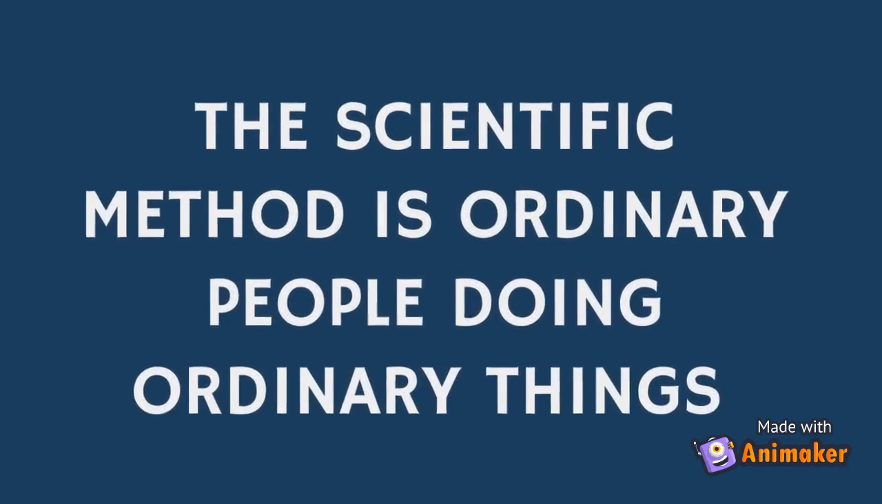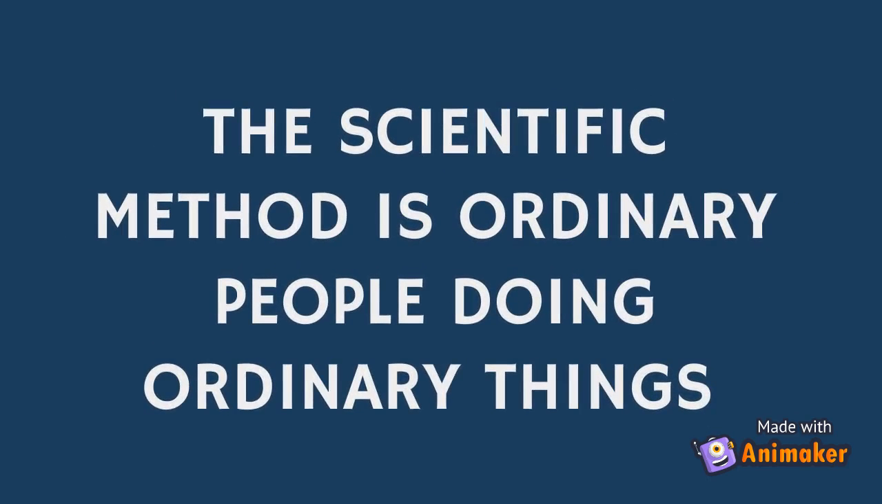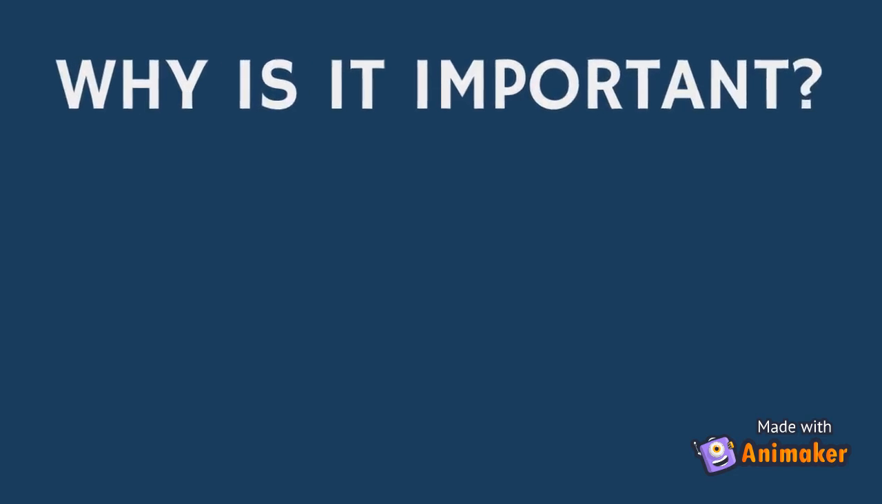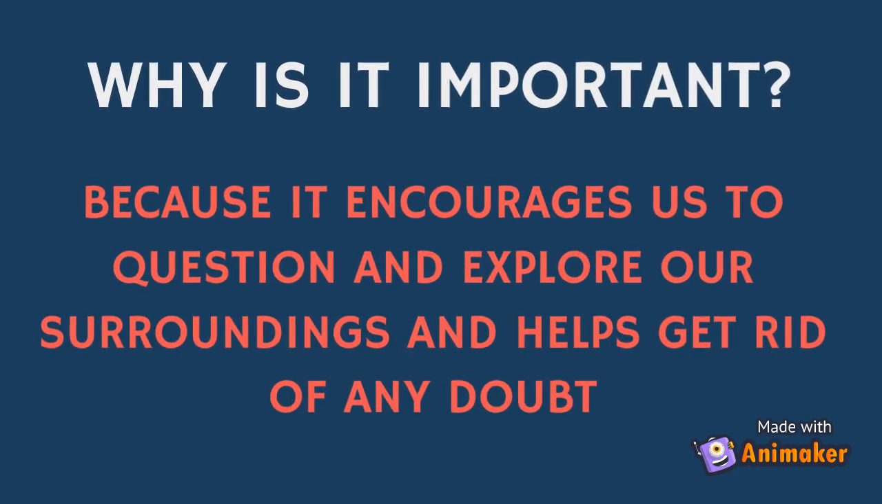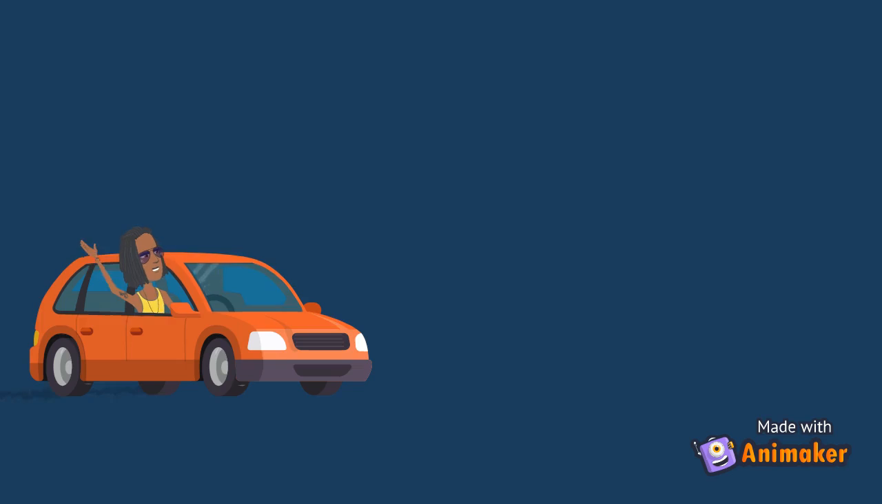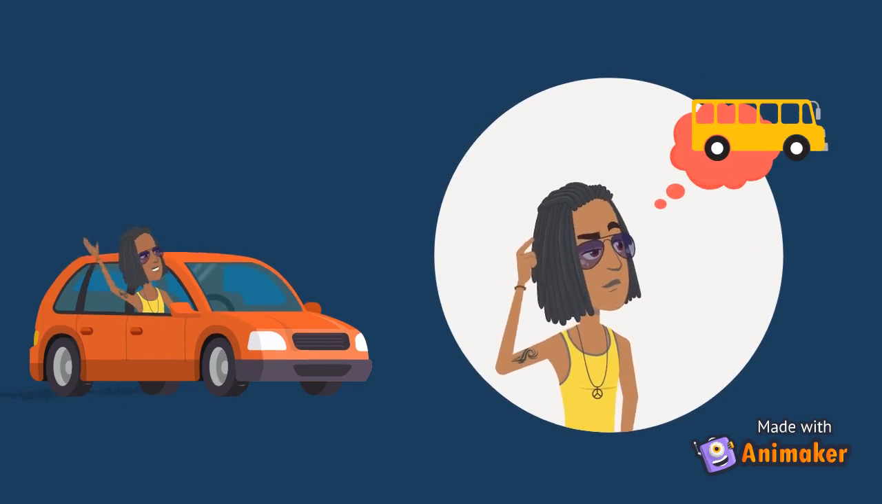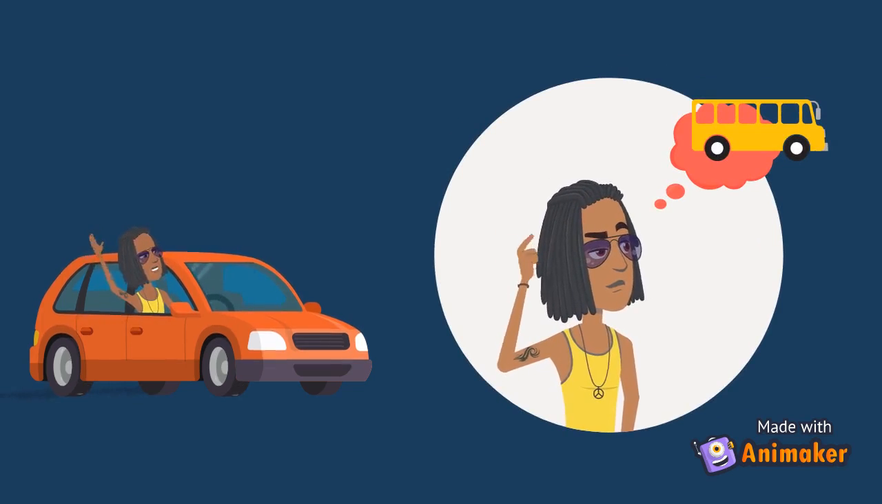Scientific method is ordinary people doing ordinary things and can be applied to everyday life situations. It is important because the process encourages us to question and explore our surroundings and helps us get rid of any doubt. While this video used a basic example of the scientific method in action, more complex questions can be answered following the same process, such as, why will my car not start? Or, if I take a different route to school, can I get there faster?